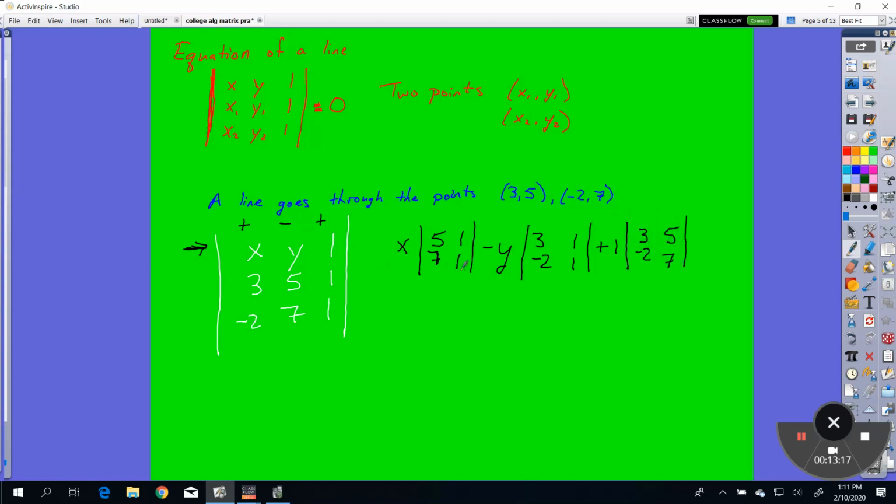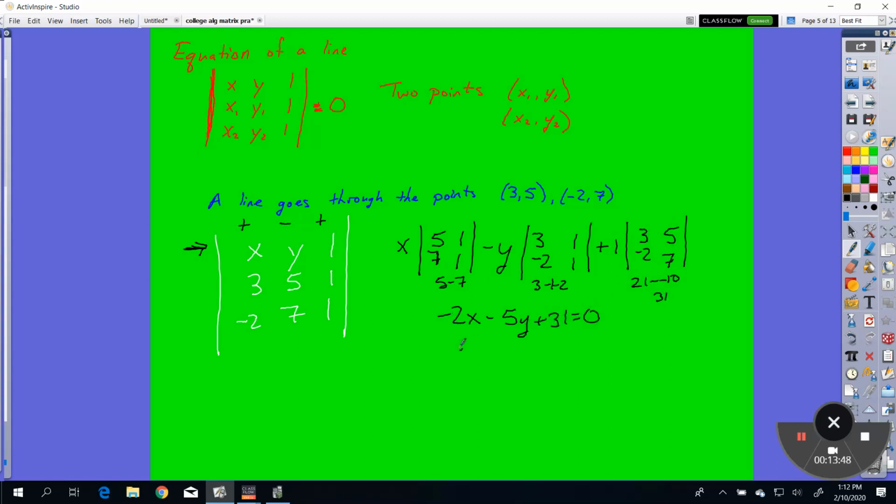So now I go 5 times 1 is 5. Minus 7 is negative 2. That makes negative 2x. 3 times 1 is 3. Minus a minus 2. So that makes 5. But then there's a negative, so that makes negative 5y. And 3 times 7 is 21. Minus a minus 10 makes 31. So that's a plus 1 times that, so that's just plus 31 equals 0.